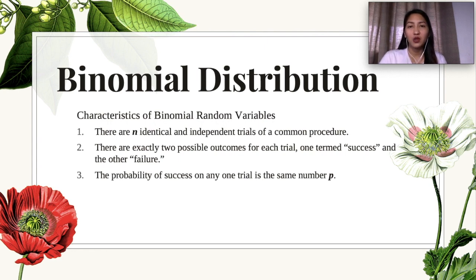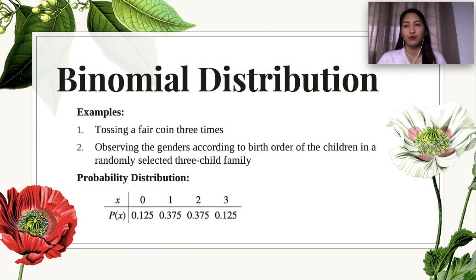Okay, ano yung pangatlong characteristic? Malalaman mo na ito ay binomial random variable kung yung probability of success of any one trial is the same number p. Okay, so you have two possible values, success or failure. So the probability of success is 0.5 or 1/2, and the probability of failure is 1/2 also.